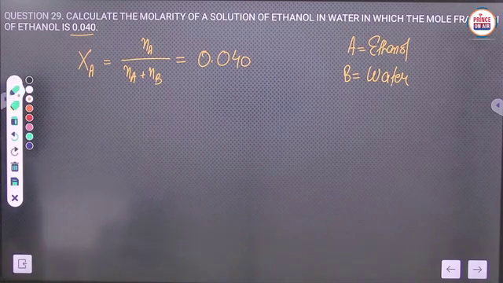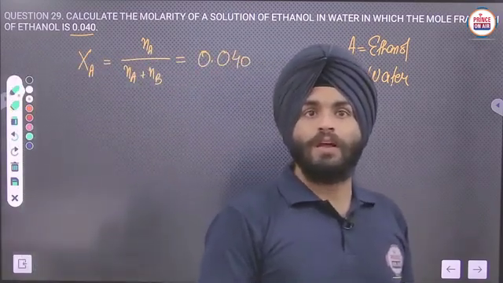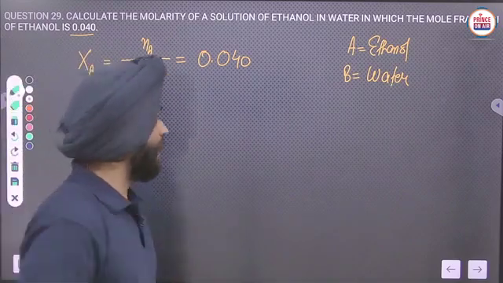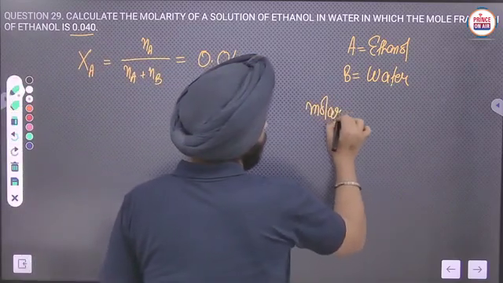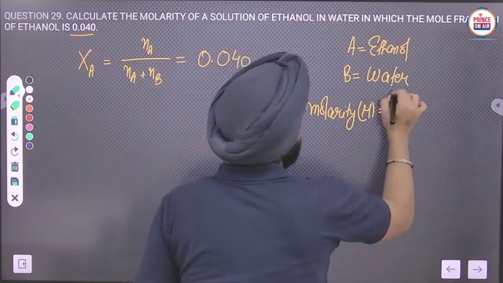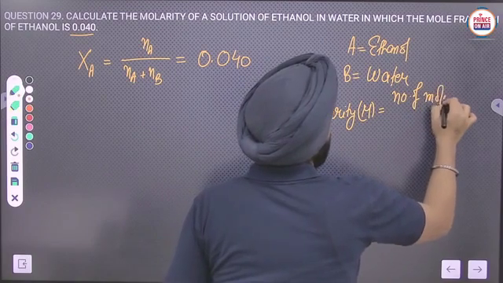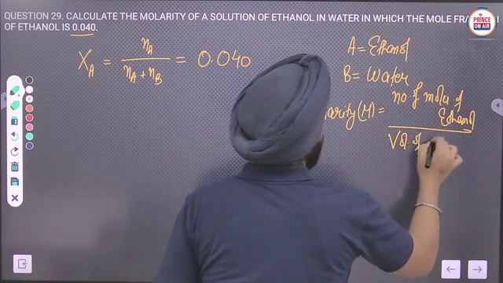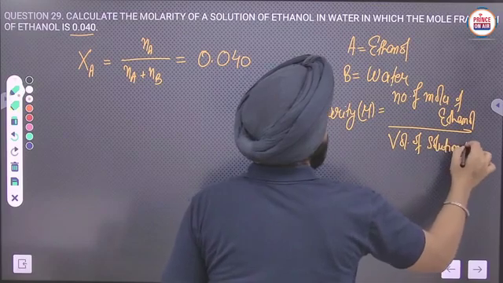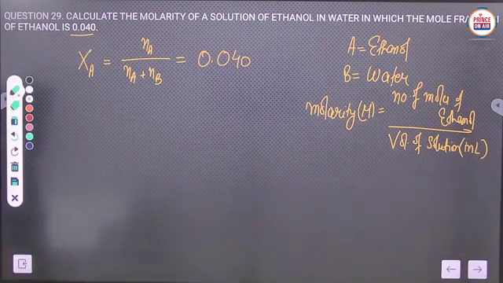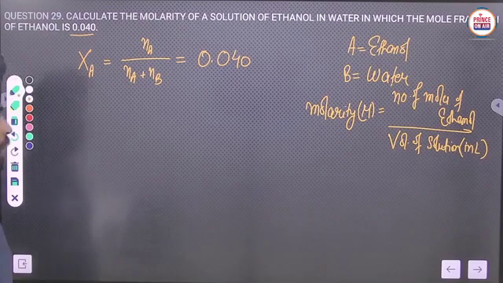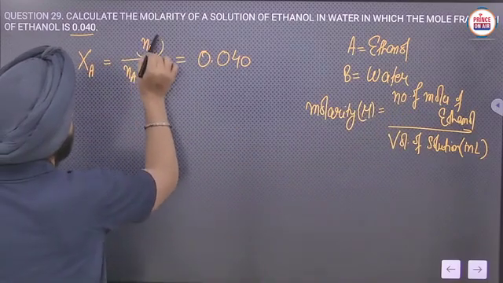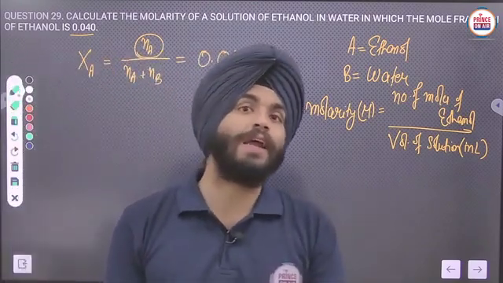0.040. Okay. So now what we have to do, firstly we have to calculate the molarity of a solution of ethanol in water. So the molarity formula is number of moles of ethanol upon volume of solution in liter. Okay, that is the molarity here. Now for that we have to calculate the number of moles, that is the value of Na. Okay, so the value of Na you have to calculate.